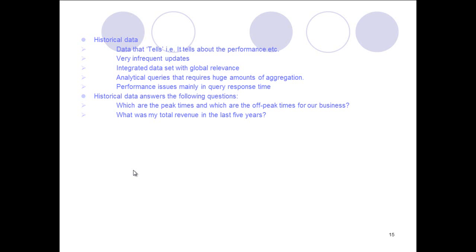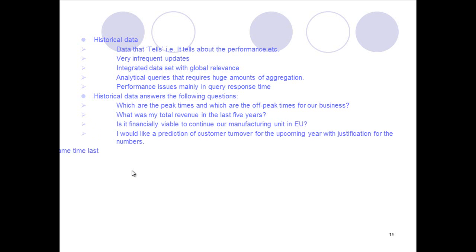Whereas in operational data, we can only get the bank balance or last 10 transactions, 5 transactions, current data. Here we are getting historical data. So that's the difference. So it answers questions like that.